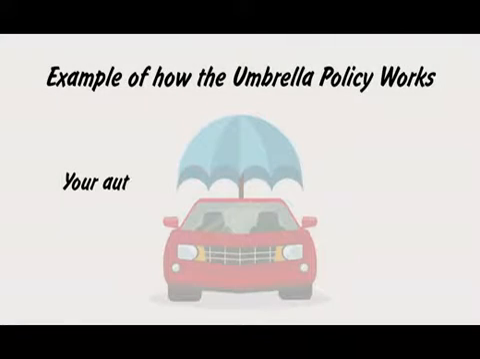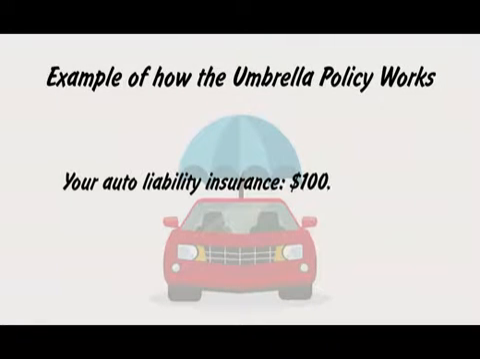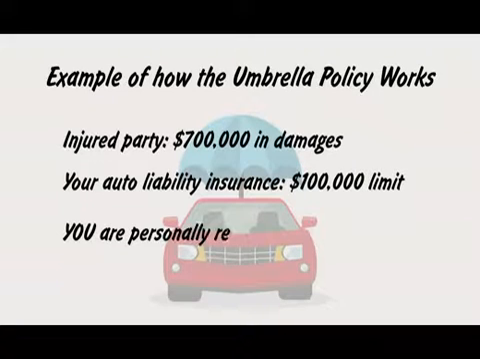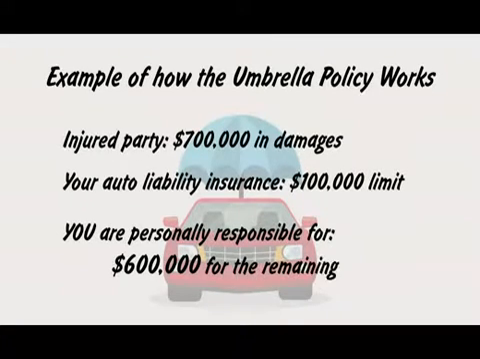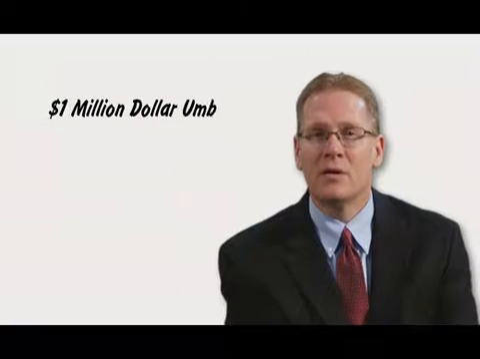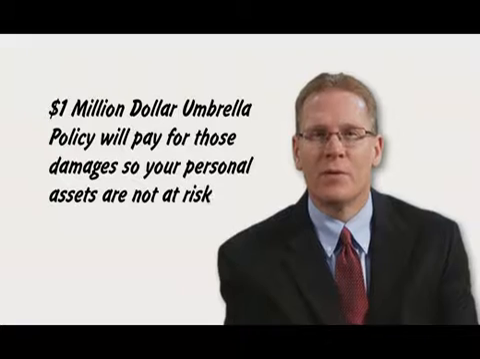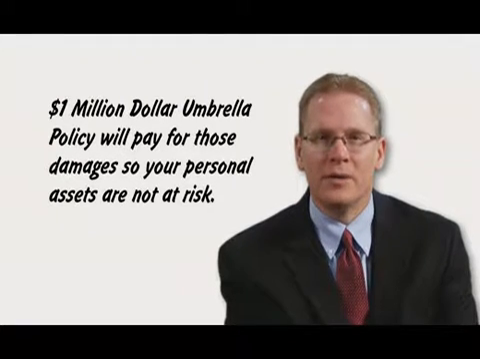Here's an example of how the umbrella policy works. If you cause an auto accident and you only have $100,000 in bodily injury liability coverage, if the other party has a claim worth $700,000, once your insurance company pays the $100,000 limits, then you are personally responsible for the remaining $600,000 in damages. However, if you have a $1 million umbrella policy, that will then apply, and you can use this to cover the remaining damages of the injured party, and your personal assets will not be at risk.